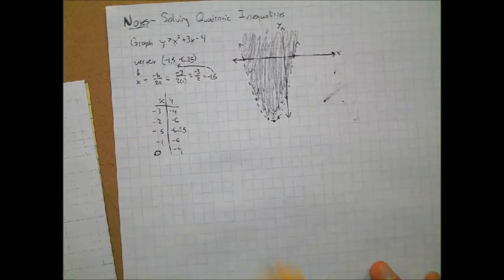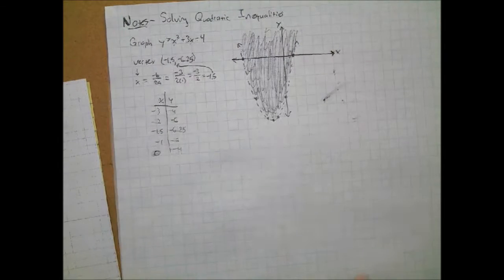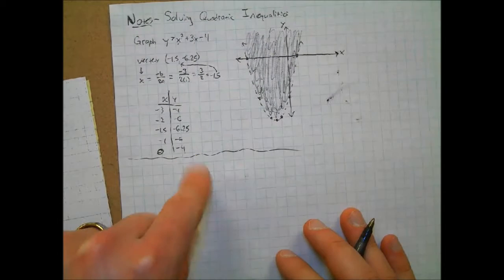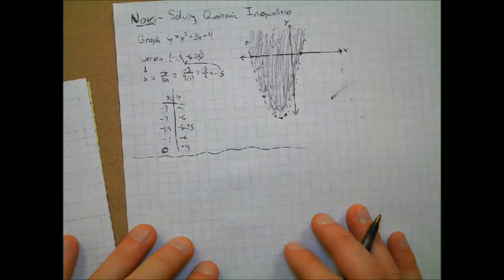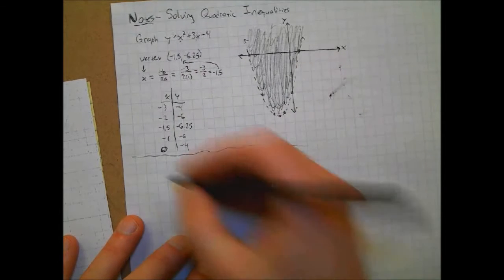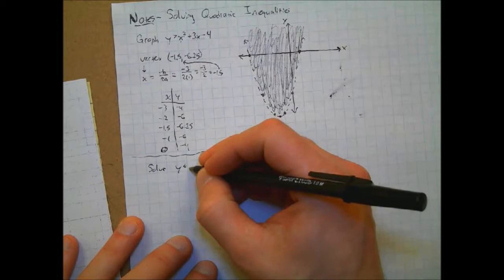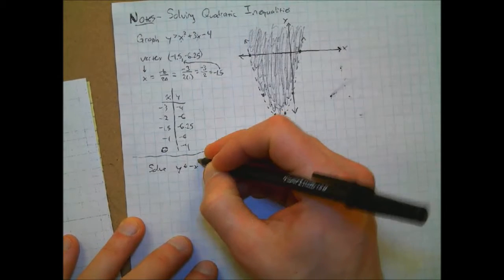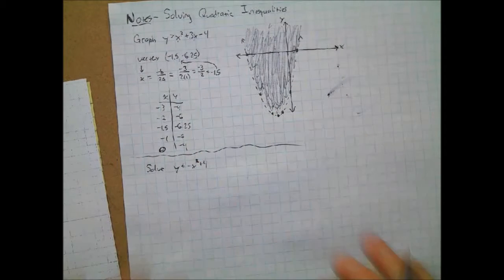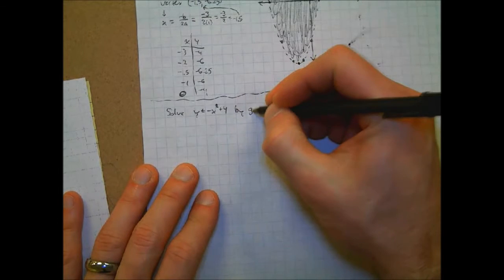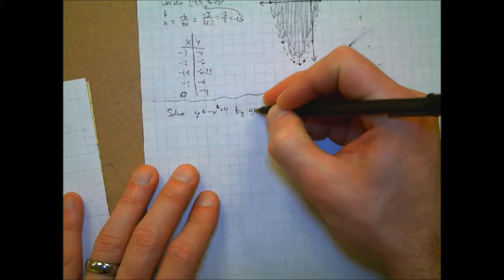Let's try another one here. You're okay with this stuff? If you're sure, then go ahead. Okay. All right. Next one. Solve y is less than or equal to negative x squared plus 4 by graphing. So we're going to solve this one now too.